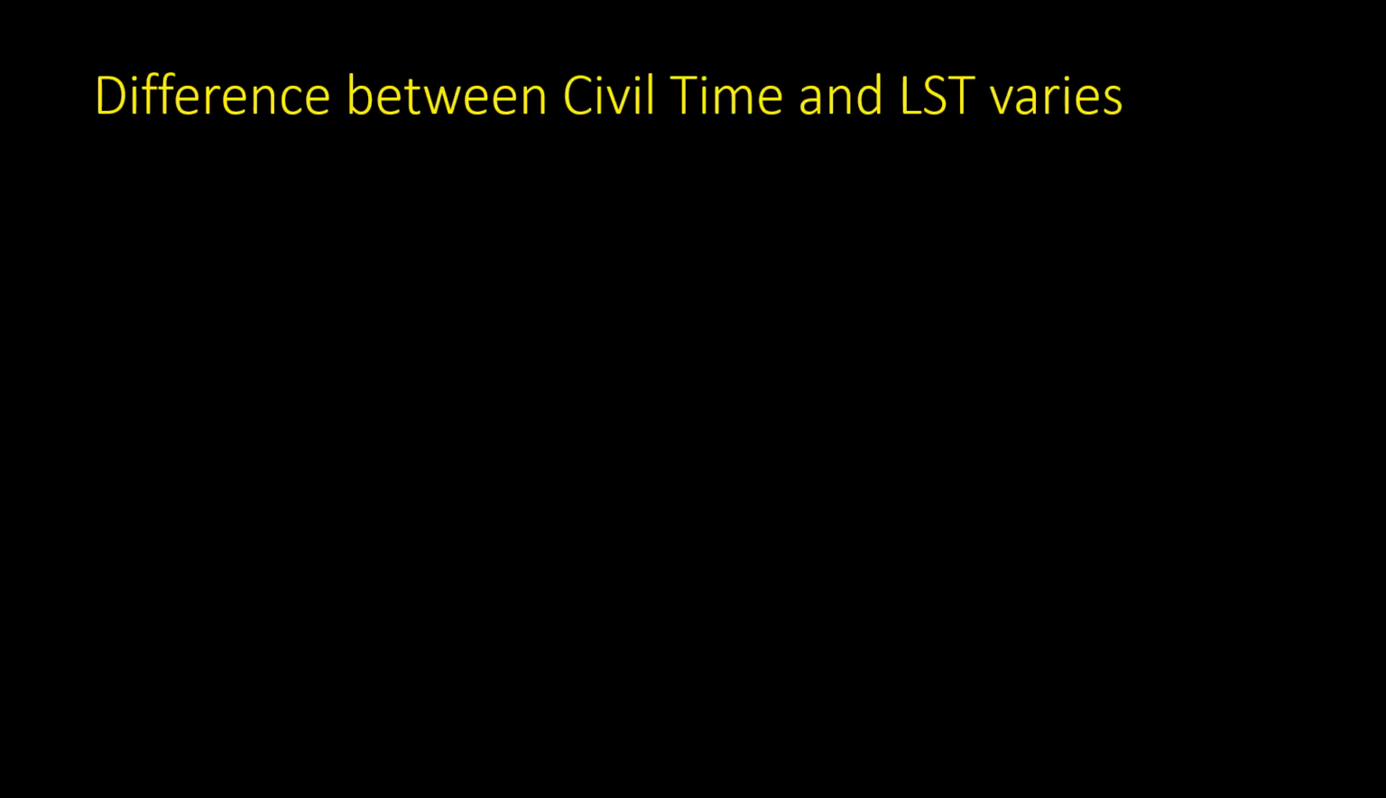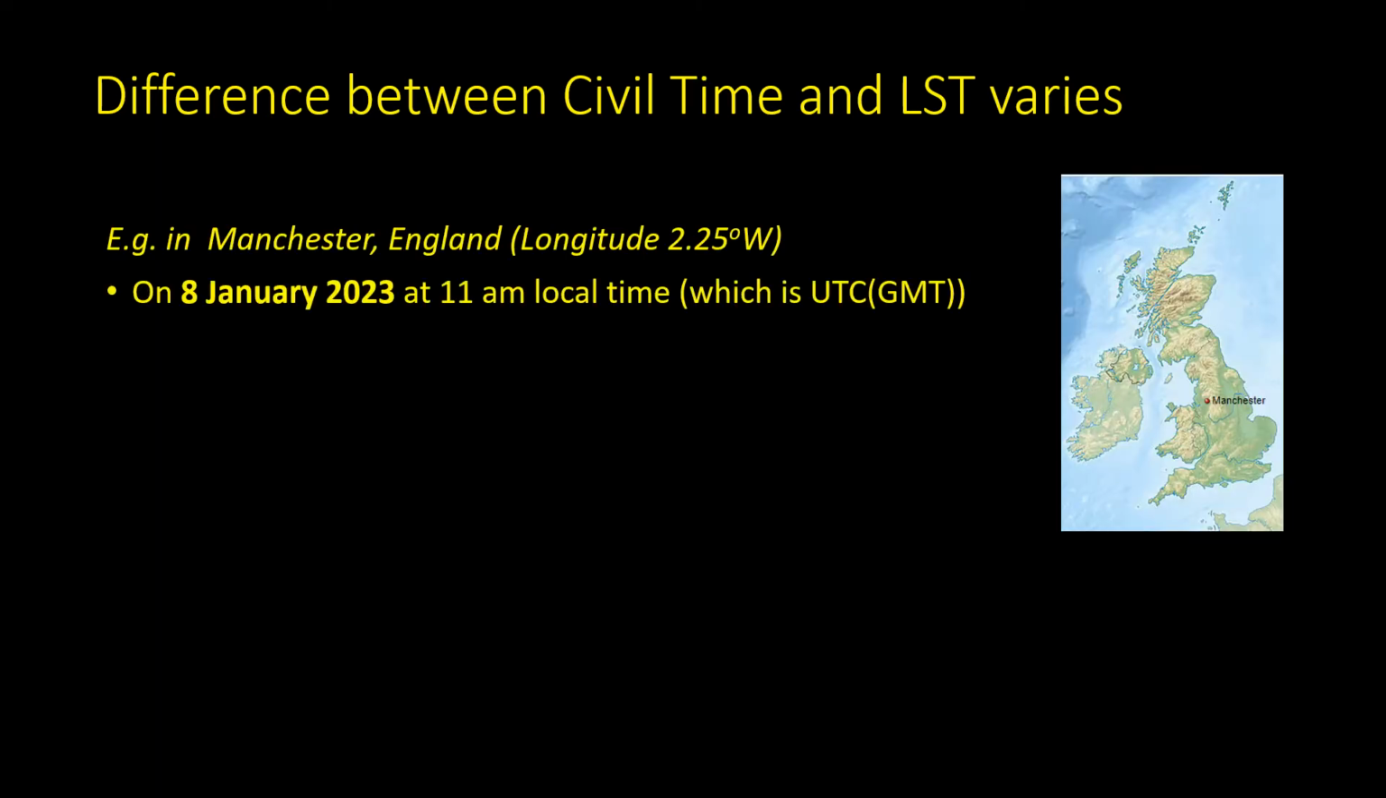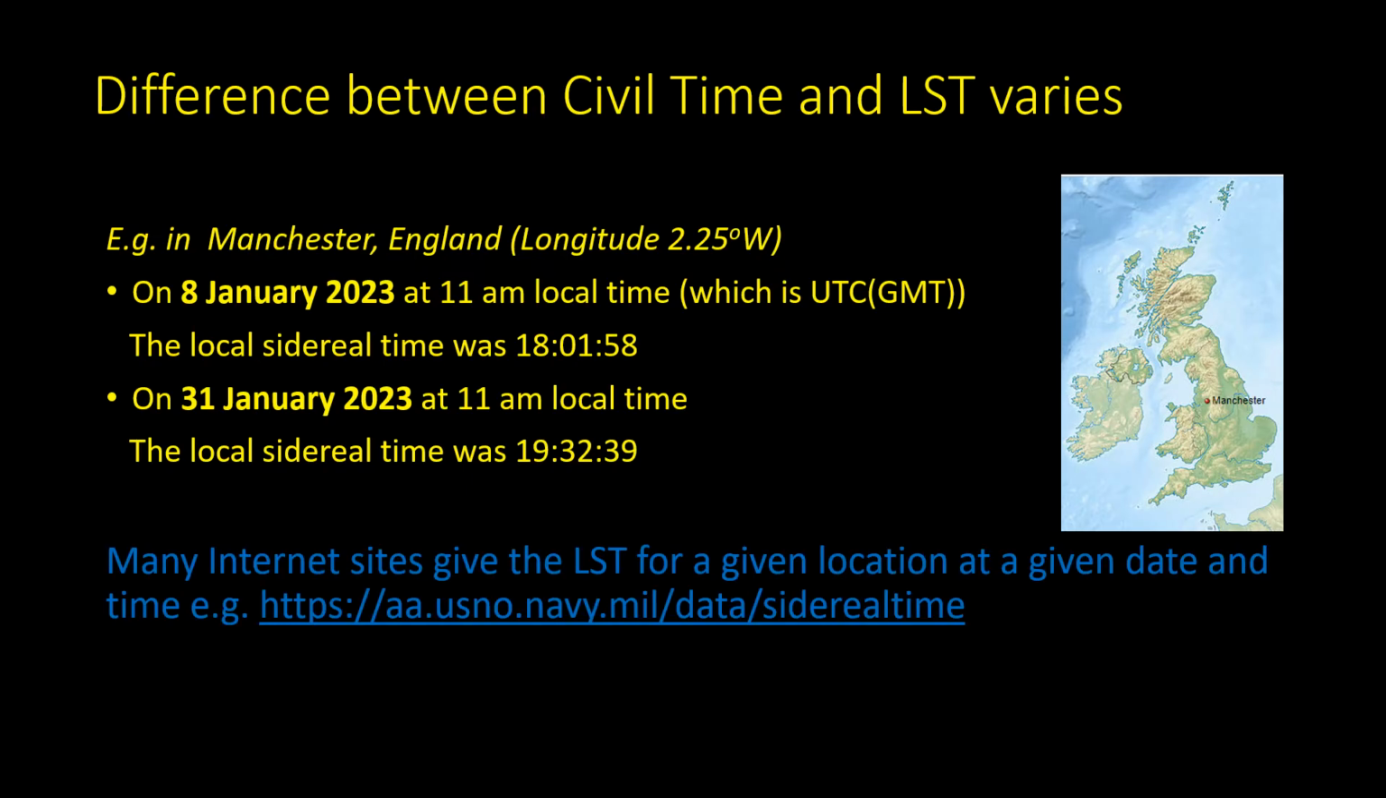As the sidereal day is a bit shorter than 24 hours, the difference between civil time and LST varies. So if we take Manchester, on the 8th of January 2023 at 11 o'clock, the local sidereal time was just after 6 o'clock in the evening. But later in the month, the local sidereal time at 11 a.m. had advanced, so it was 19:32 roughly. There are lots of internet sites out there which give you, for a given location, the local sidereal time.